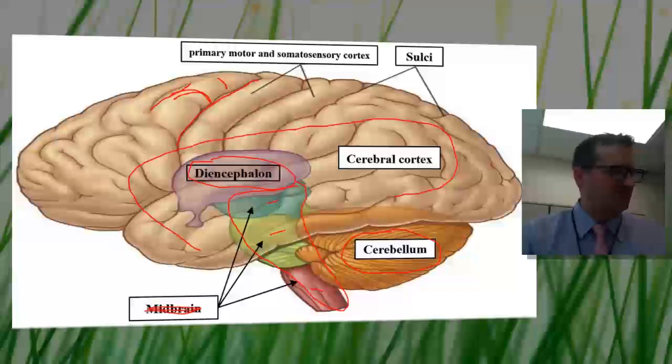Surface folds allow more gray matter to be packed into the skull, so that's the reason that you have sulci and gyri, is to increase surface area for more gray matter.